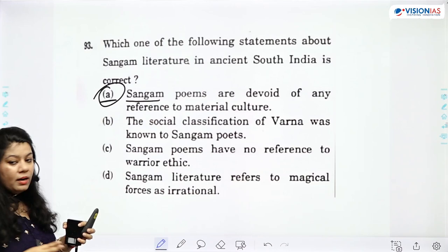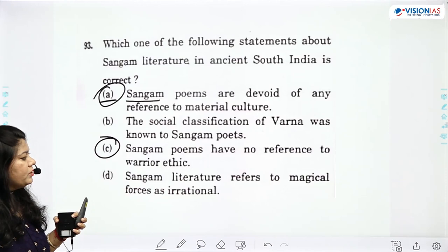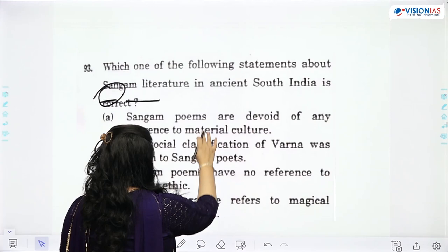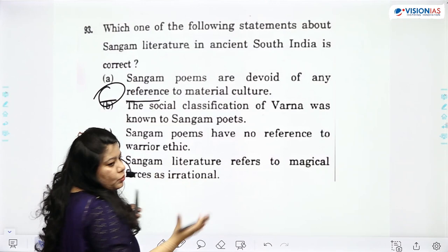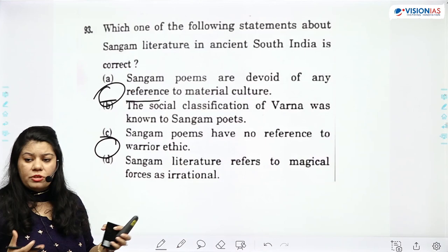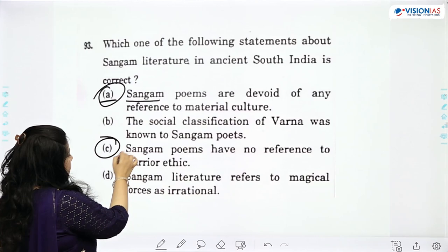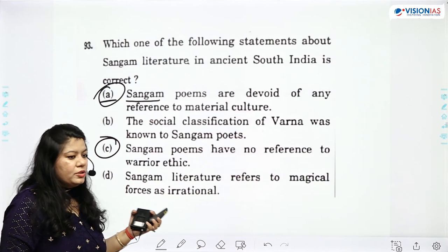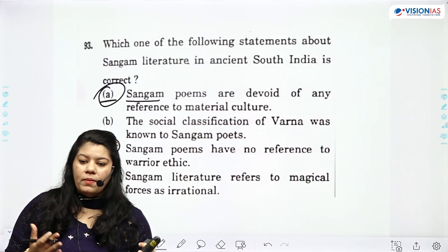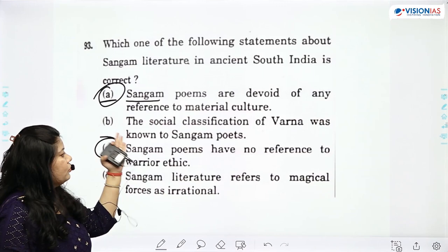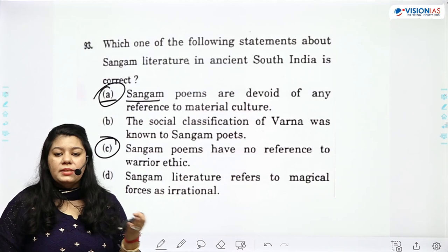Now coming to C statement, Sangam poems have no reference to warrior ethic. If someone is preparing Sangam literature, they know that there are two classifications, Akkam and Puram poems. Akkam poems are love poetry and Puram poems are poetry on war, right? So C is also wrong, right? D, Sangam literature refers to magical forces as irrational. This is also wrong because in Manimekalai, you have references to magical powers, right? So the only option left was that the social classification of Varna was known to Sangam poets, right? So B statement is correct.